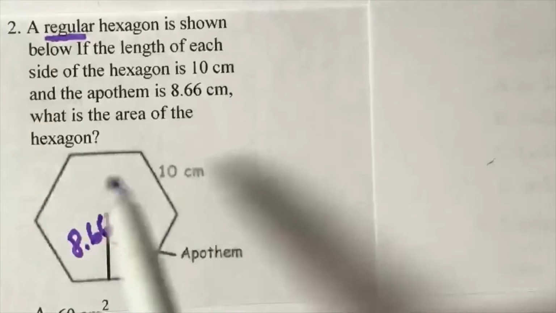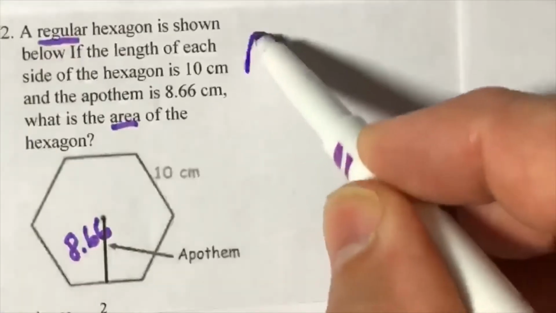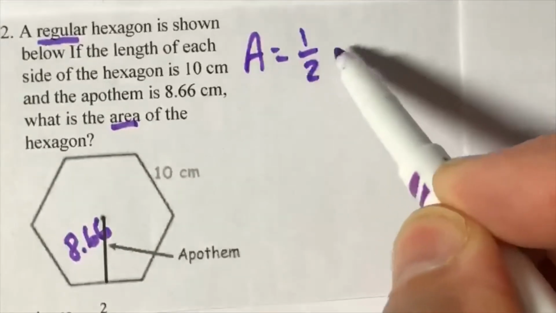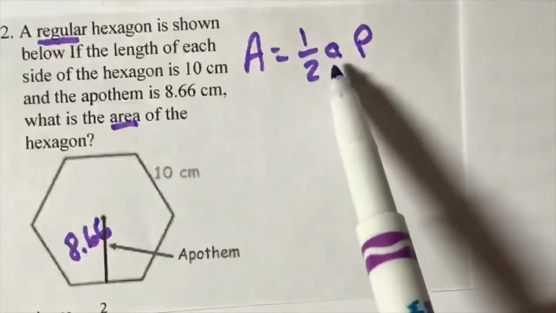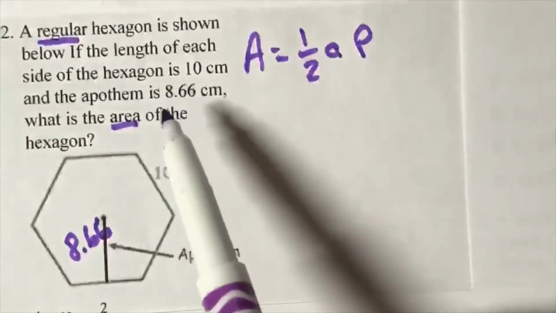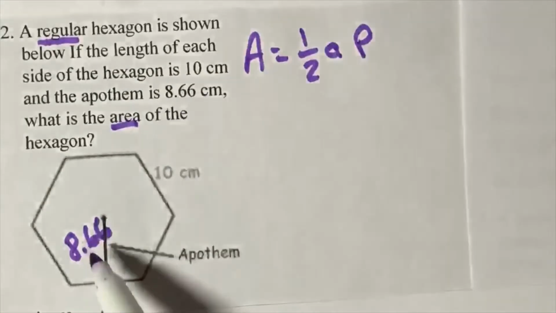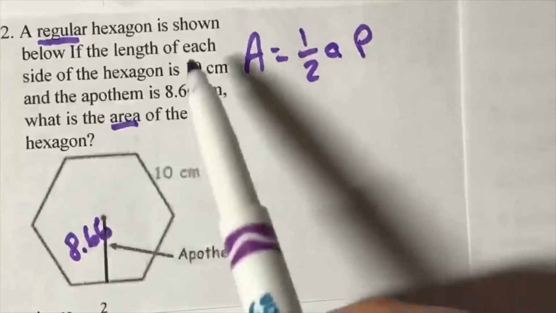Okay, so we're doing area. Go ahead and underline that. Regular, we have that word regular. Is your formula for that? A is equal to 1/2 lower letter a, and then P stands for perimeter. And we have the apothem. Remember, it's given in the reading. We put it in the reading to remind ourselves of what the apothem was, what's given.